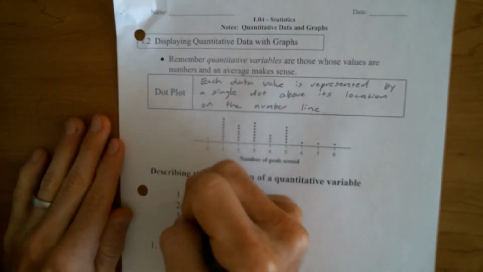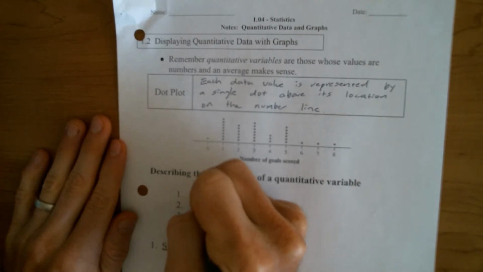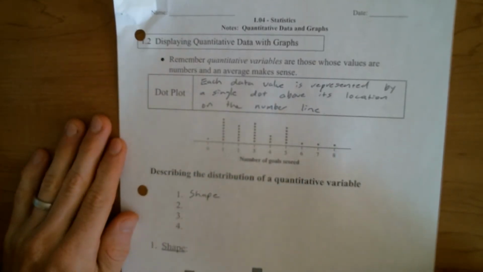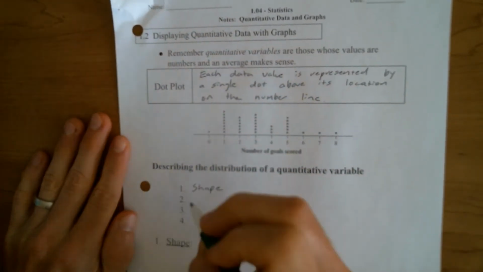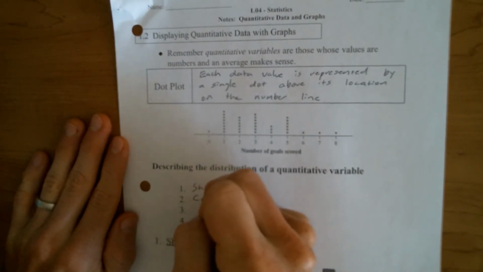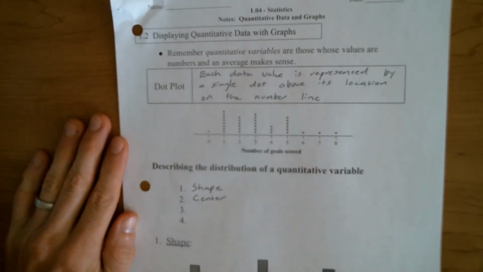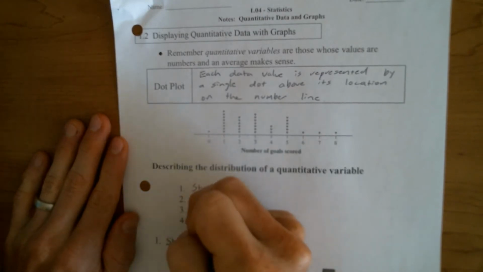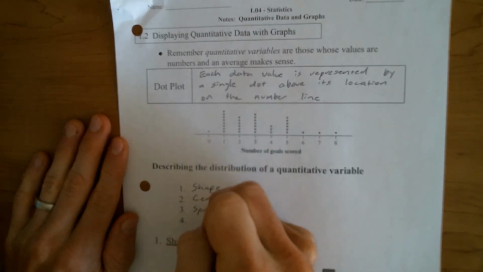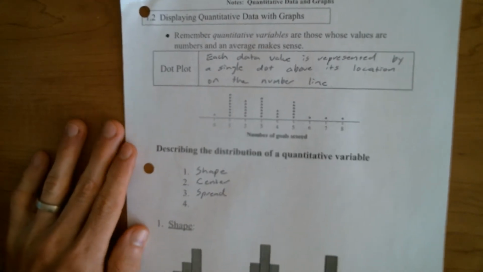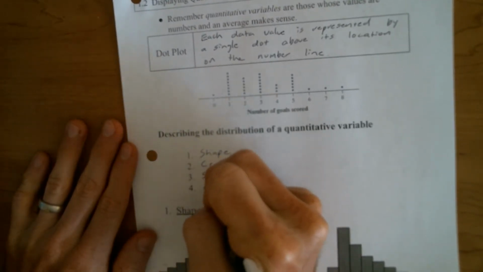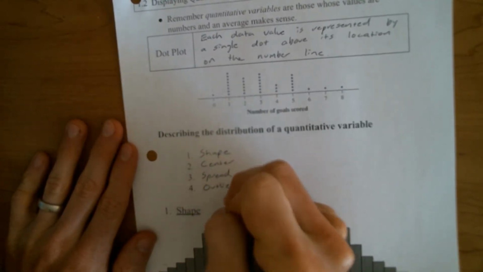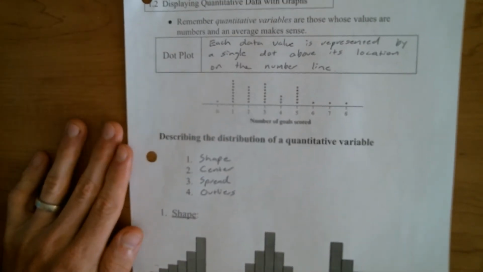Now, when I ask you to describe a distribution, there are 4 different things you need to be thinking about. You need to be thinking about the shape of the distribution. You should always comment on the shape. You should talk about the center of the distribution. You should talk about the spread of the distribution. And you need to talk about any potential outliers that could affect the distribution.